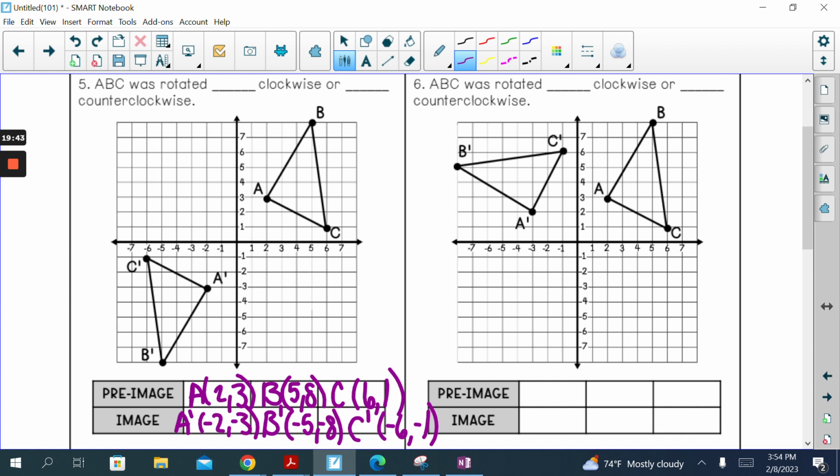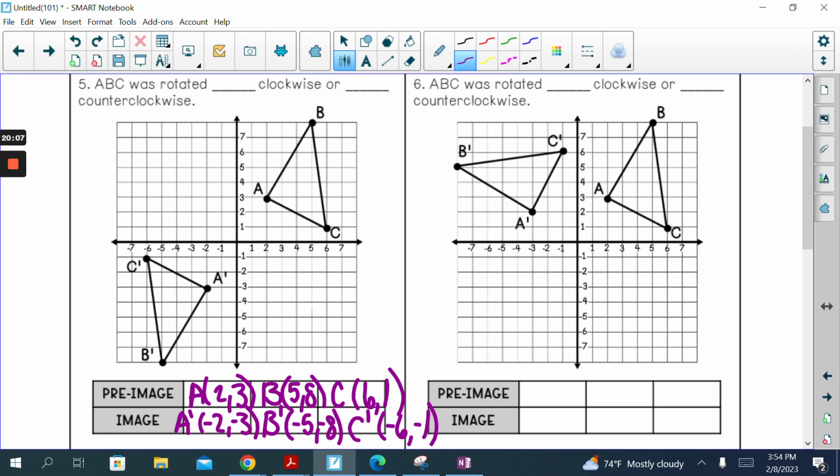All right, I want you to take a second. Look at those numbers. And what do we think happened with our X and our Y? We still have, like in A, 2 and 3, but something happened to them. We still have 5 and 8 for B, something happened to them, and we still have the numbers for C, but something happened to them. What do we think happened?